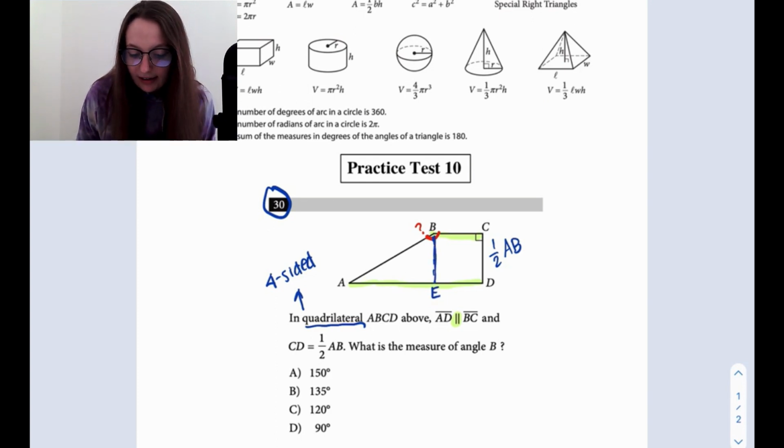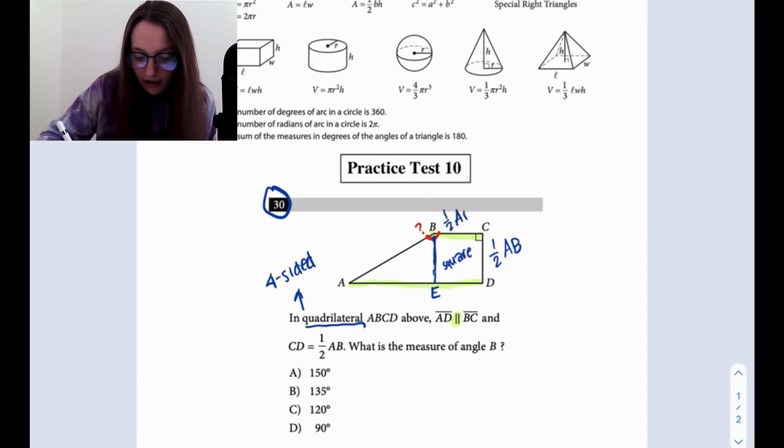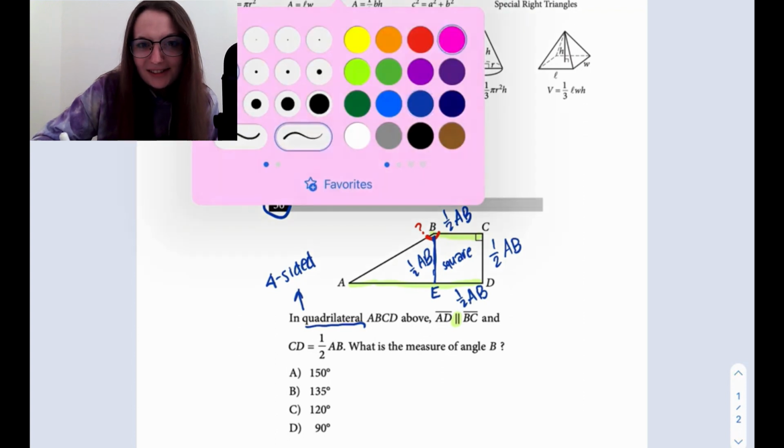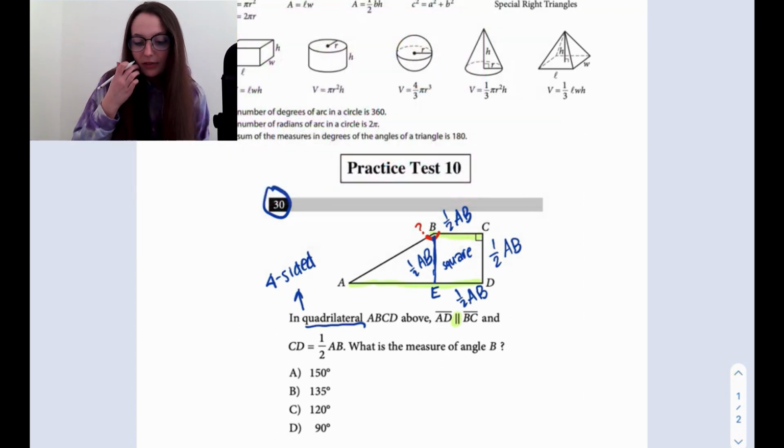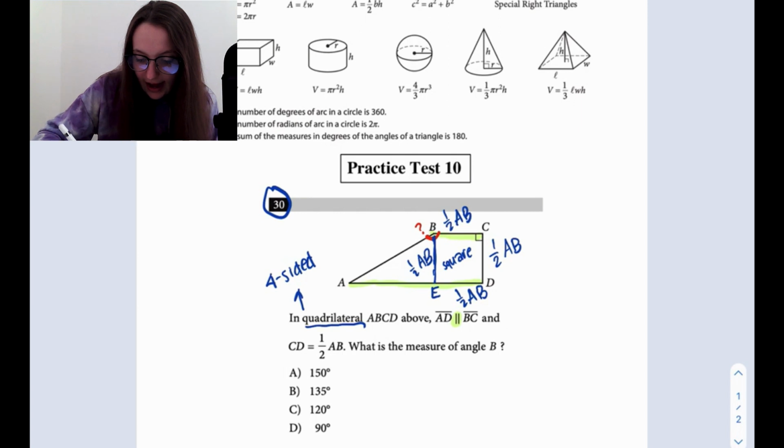All right, so they tell us that CD is equal to 1/2 AB. But we know that what we have right here, BCDE, this is a square. So what that means then is that all of these sides are equal. So all of the sides here are equal to 1/2 AB. All right, just labeling that to be a little bit excessive, of course, but we're actually going to need that. You'll see in a second. So we know then that AB right here and BE is 1/2 of AB. And then they're asking us for the measure of angle B.